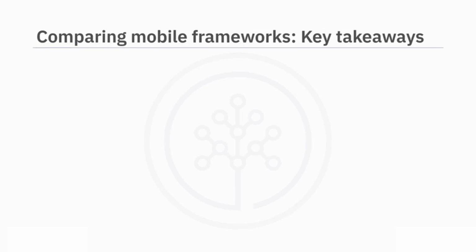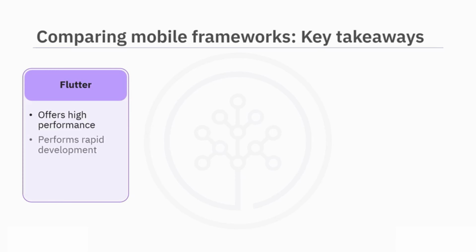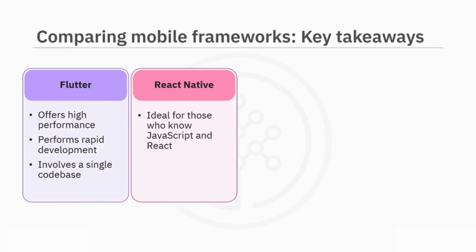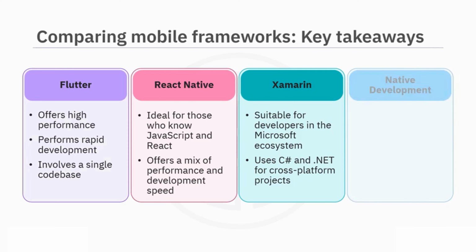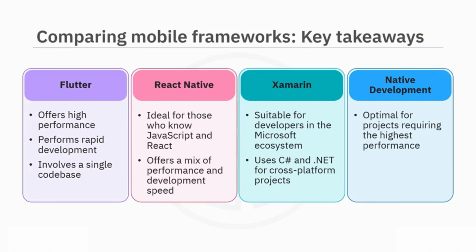To conclude, each mobile framework has its strengths and is suited to different types of projects and developer preferences. Flutter is ideal for those seeking high performance, rapid development, and a single codebase across multiple platforms. React Native is ideal for developers familiar with JavaScript and React, who are looking for a balance between performance and development speed. Xamarin is suitable for developers in the Microsoft ecosystem wanting to leverage C# and .NET for cross-platform development. Native development is optimal for projects requiring the highest performance and deep integration with platform-specific features. This framework comparison will help you choose the right tool and framework for your next mobile application development project.